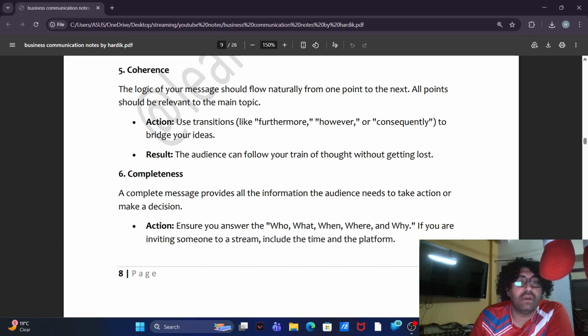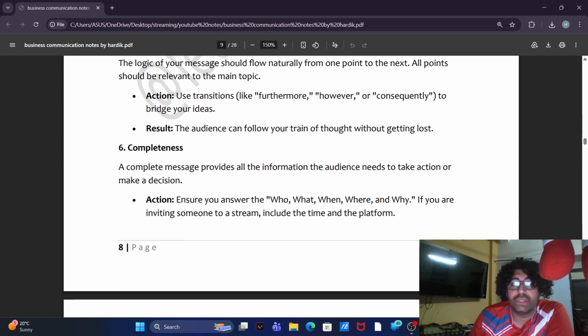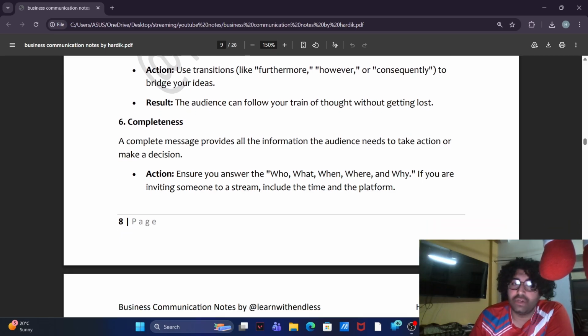Number five, coherence. The logic of your message should flow naturally from one point to the next. All points should be relevant to the main topic. Action. Use transitions like furthermore, however, and consequently to bridge your ideas. Its result would be the audience can follow your train of thought without getting lost.